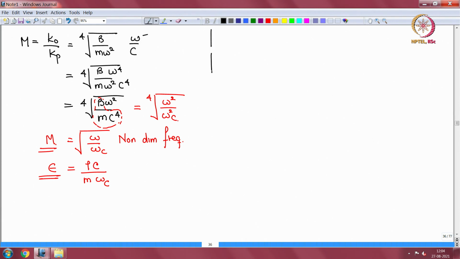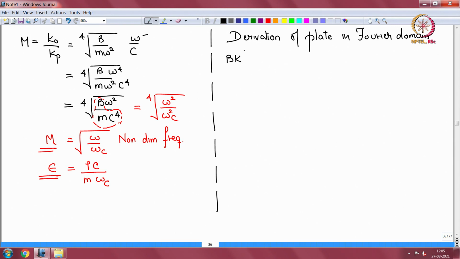Now, if you recall, somewhere in the derivation of the plate in the Fourier or wave domain, we came across this equation: (B k^4 minus m omega squared) V of k is equal to minus i omega f minus omega squared rho phi of k comma 0.